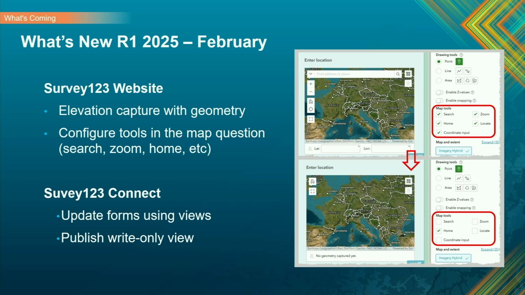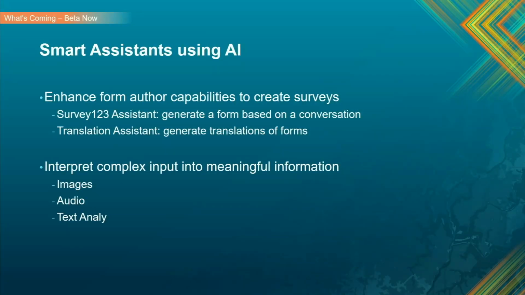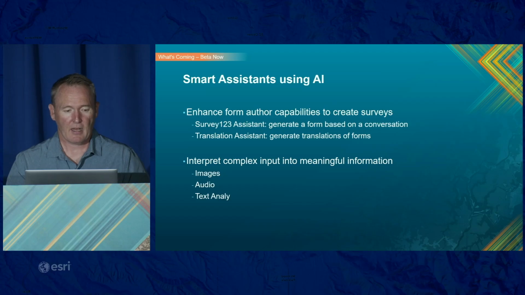And that was just in our February release. I want to talk a little bit about some of the beta capabilities we have with smart assistants and AI in general. We've been doing a lot. Right now all of these are in beta, although one is about to leave beta. These are using AI to enhance authoring a form.